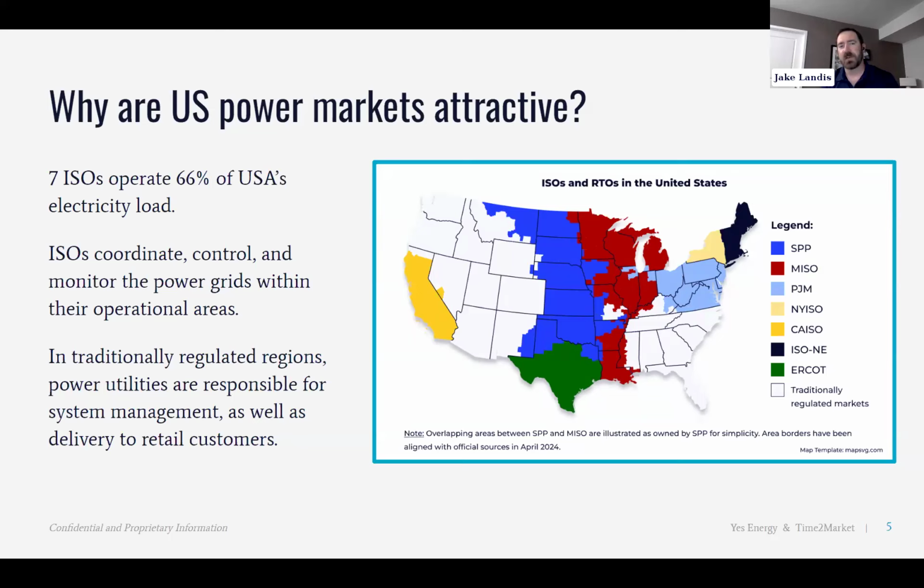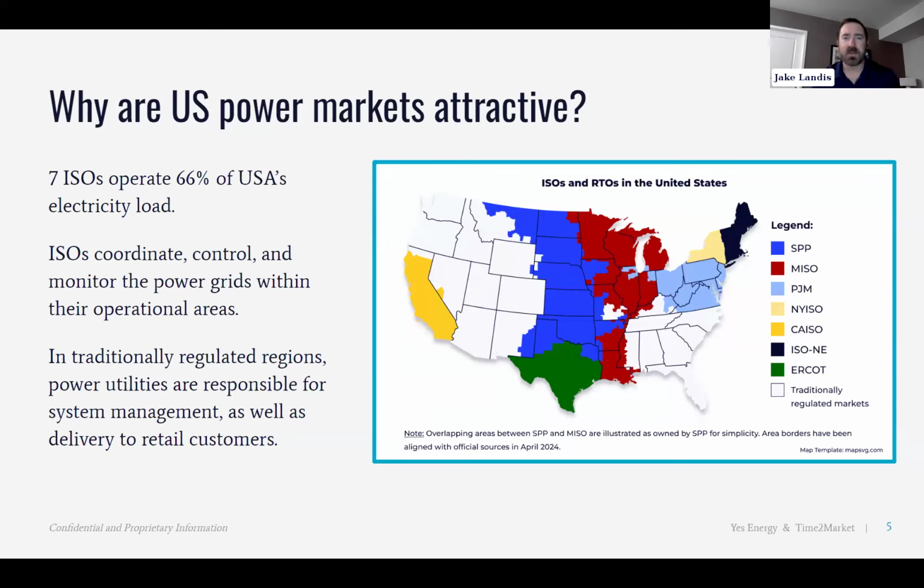So first few slides here, I just want to talk a little bit about the US power markets, how they're structured, and again, some of those reasons why they're attractive for financial trading. The image on the right, all of the shaded areas are the different ISOs or RTOs that comprise the markets we're really going to be talking about today. So there's 7 of them across the US. It handles about 60%, 66% of the entire US electric load.